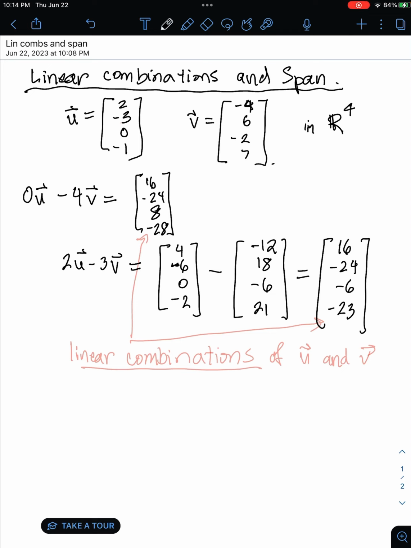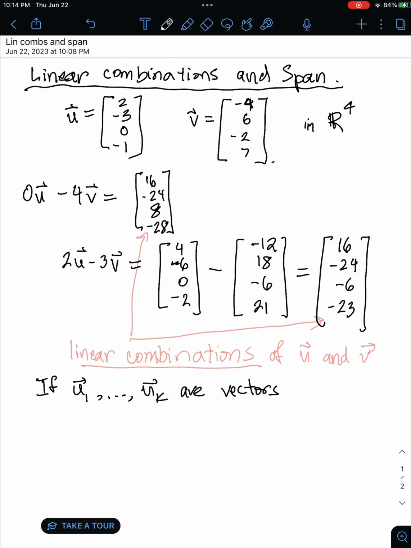So now let's talk about the general definition of linear combinations. Okay, so the general definition, ready? So if u1 through uk are vectors in Rn, so in other words, they all have n components. So it's not like you have one vector with 2 components and then another vector with 3 components, right? They all have the same number of components.